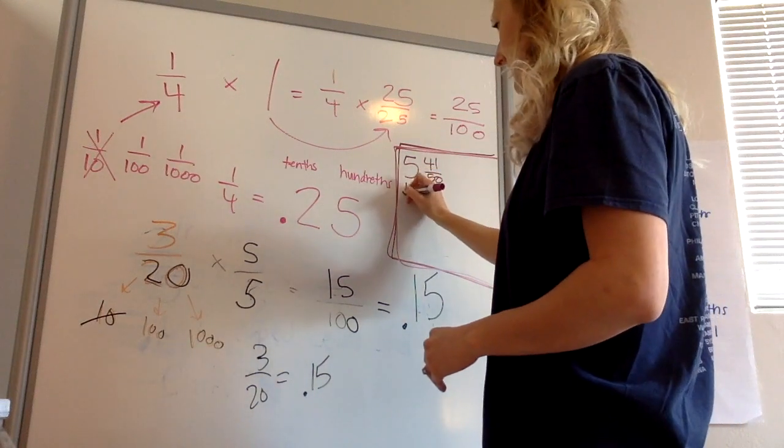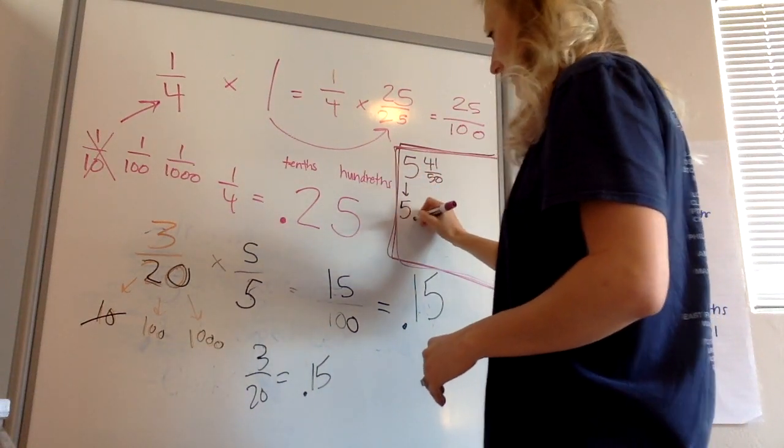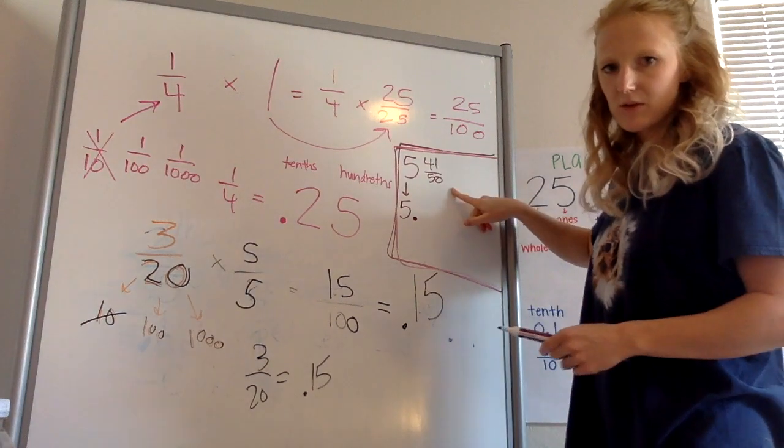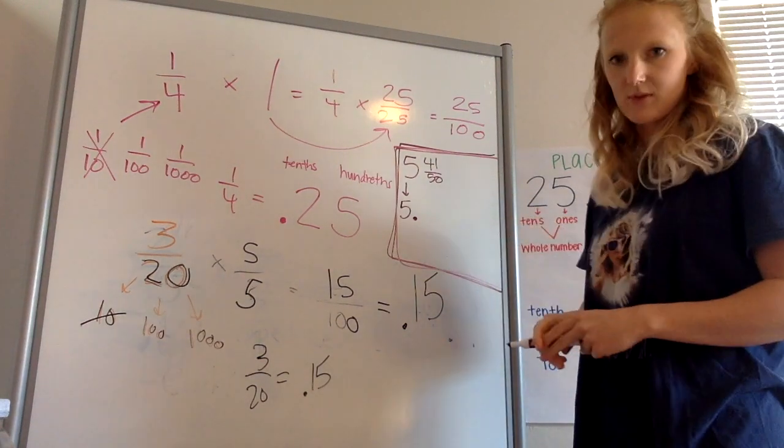So I'm going to keep the 5 the same. 5 and then a decimal. And then our fraction, whenever we change that, we'll just put it right after the decimal. It's easy.